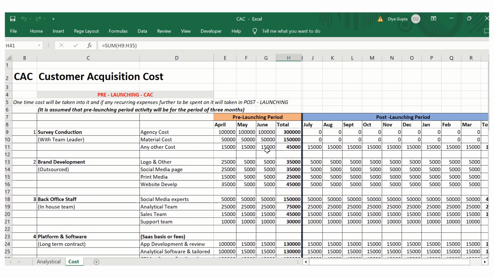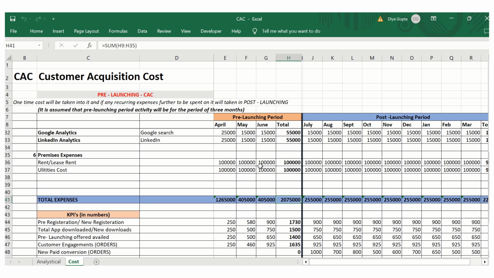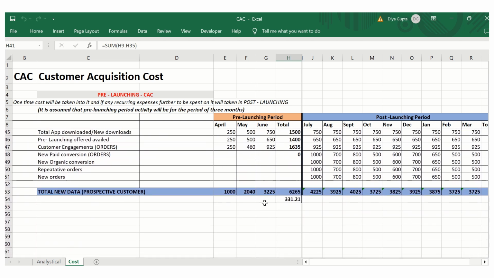So there are many expenses which we need for a certain period only. So this is the format. For the initial stage, what we need to do is find out the CAC per new customer, or we can say CAC per new registration, right?